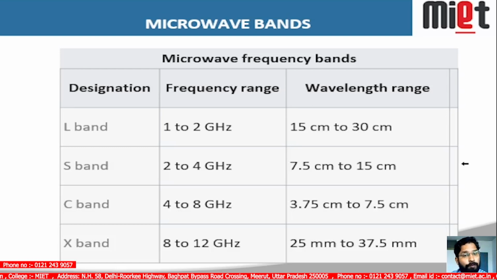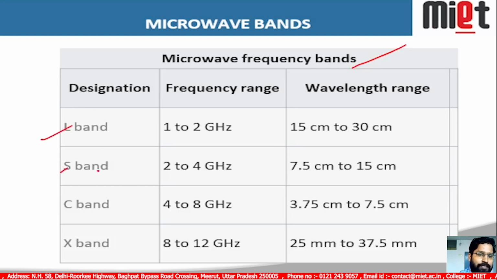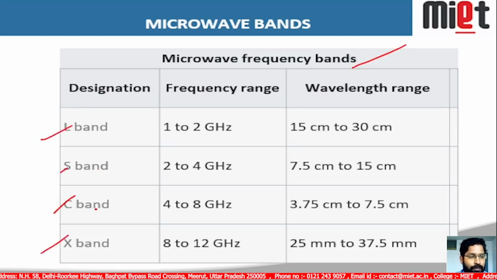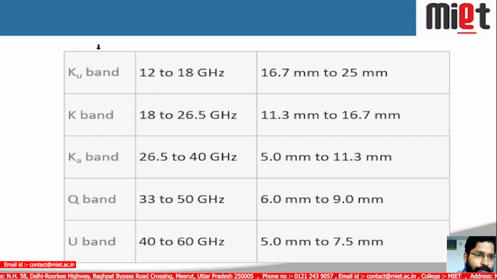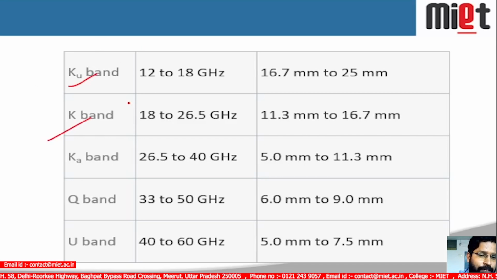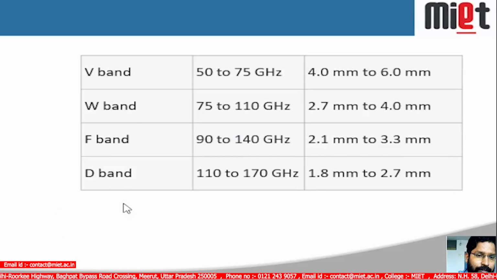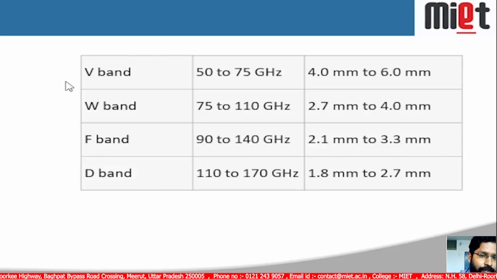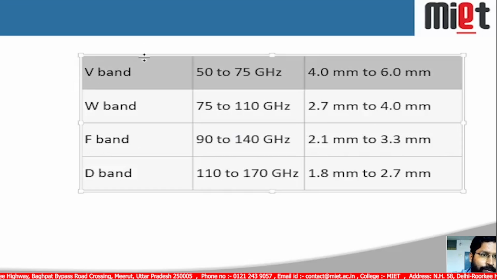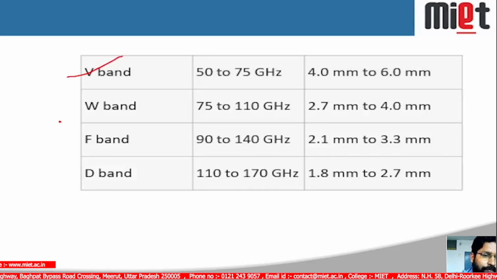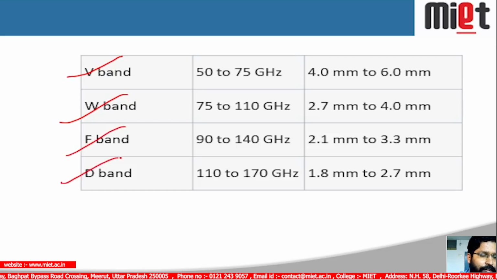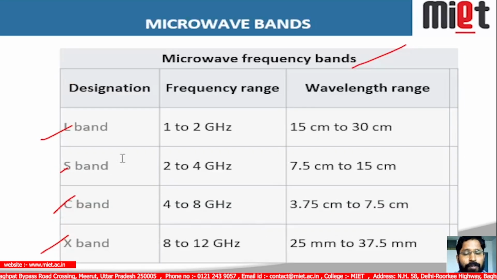And there are different types of microwave bands: L band, S band, C band, and X band, Ku band, K band, Q band, U band, V band, W band, F band, and D band. These are the different microwave bands.